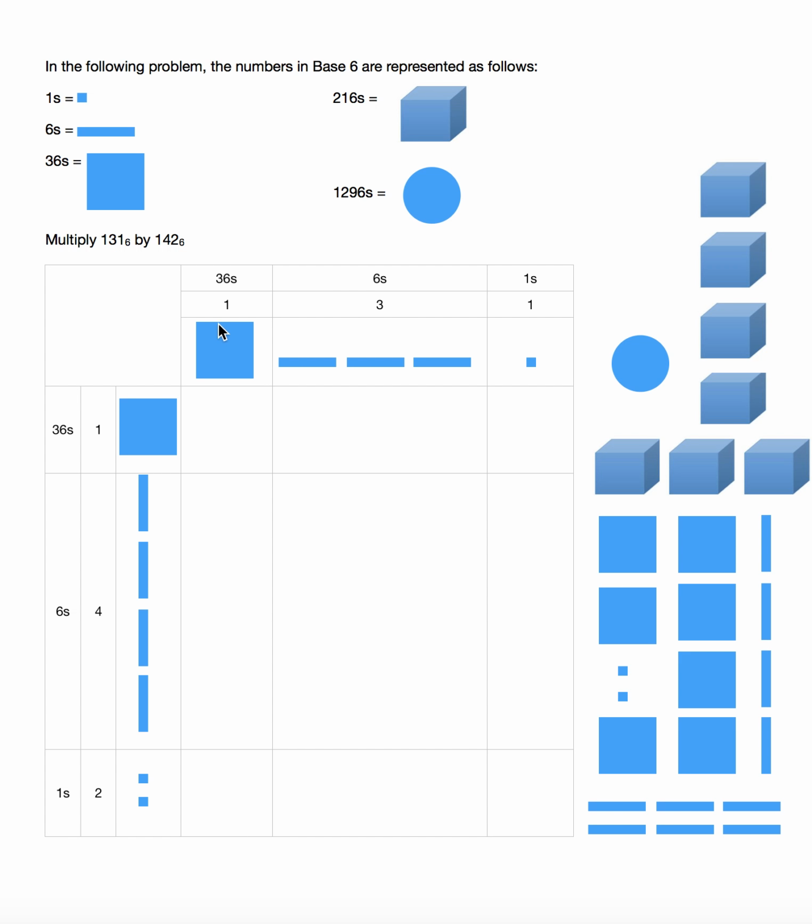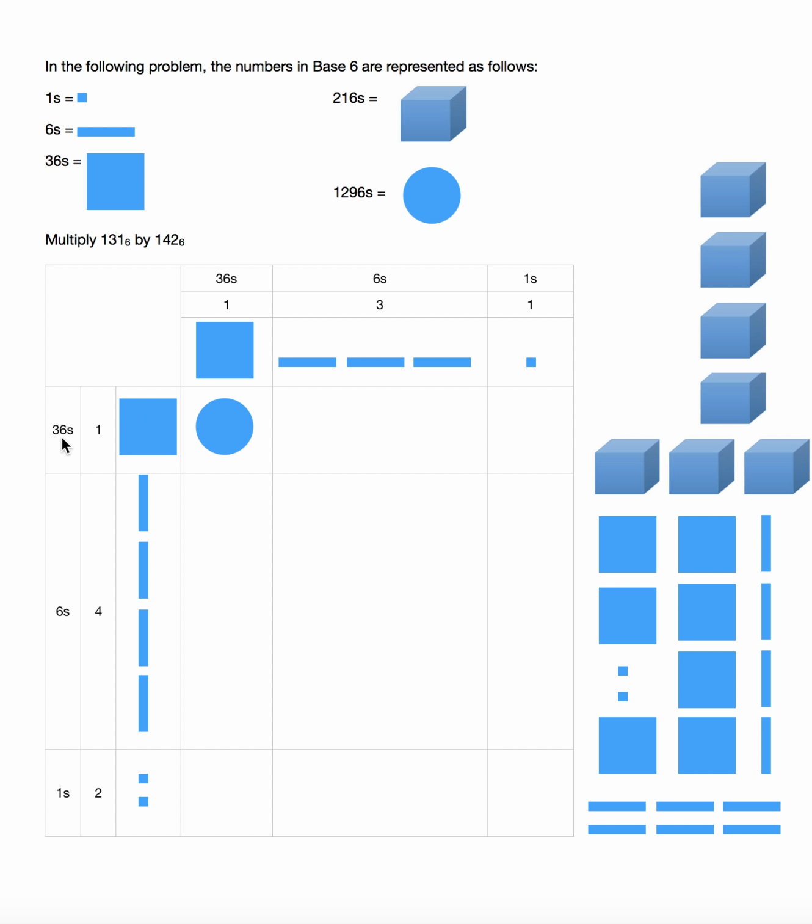First we have to look at the 1 times the 1. They're both in the 36's place, so you can equate this to being in the hundreds place. 100 times 100 would not equal 1,000, which is what the cube represents, but rather would be like the next place up, which would be the 10,000s place. So here we're going to get 1 in the 1296's place.